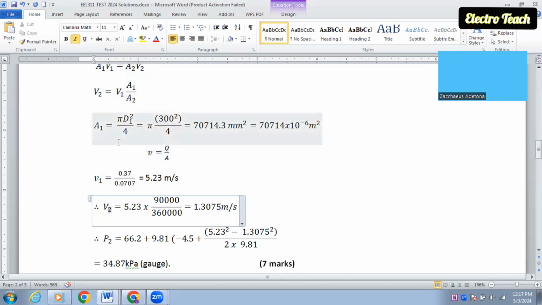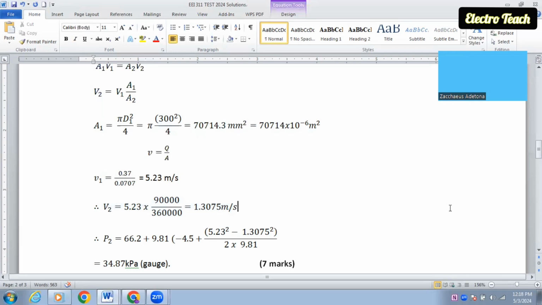Since the area is pi d1 squared over 4 for A1 and pi d2 squared over 4 for A2, the pi over 4 in the numerator and denominator cancel each other. So we have d1 squared over d2 squared left. That is why we use only that here. So that is it, d1 squared here and then d2 squared here. And the answer here will be 1.3075 meter per second. So we thus determine the velocity at point 2 in that manner.